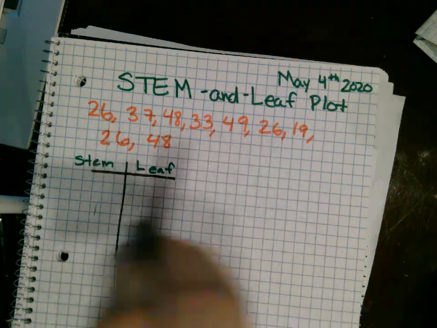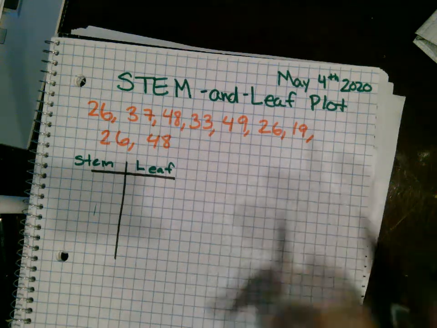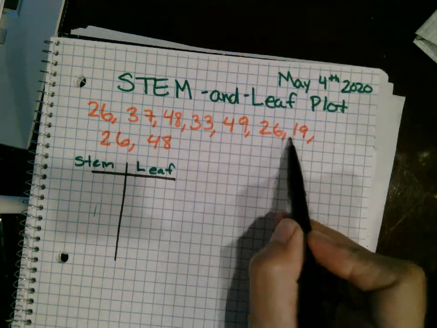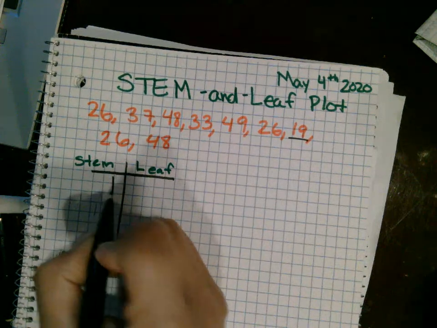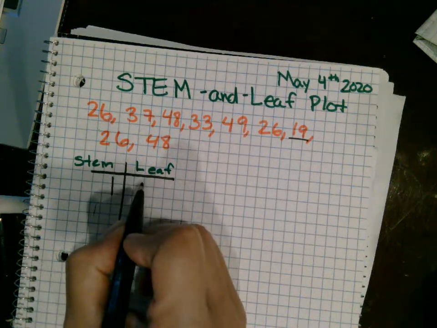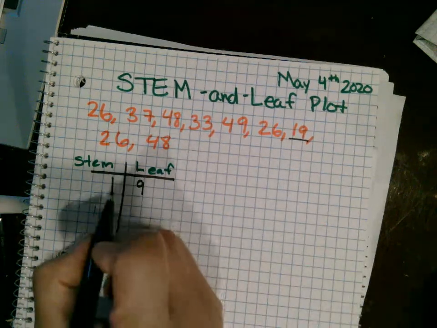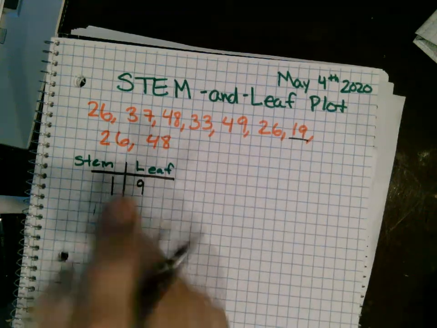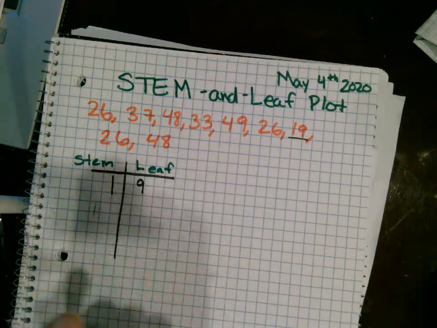So instead of writing all of this out, you're going to condense the list. So this is 19. So the number in the tens place goes here. The leaf is your number in the ones place. So it would be 9. So this is 1, 9. So this has a value of 19, right? 19, but we split it up. It'll make sense in a second.